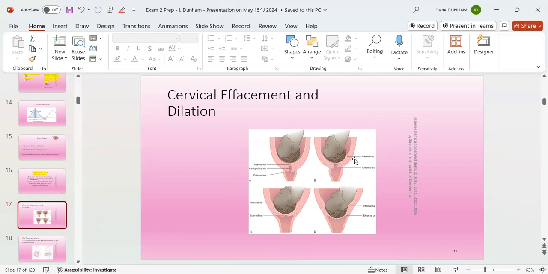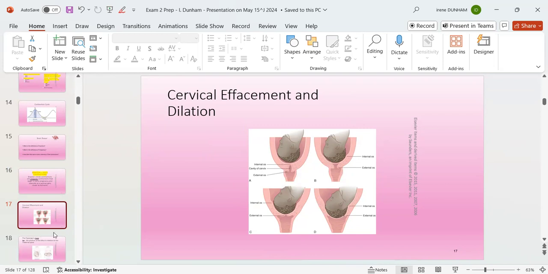See here? And so eventually then all you have is the external os. And so again here it is thinning out. So she's effacing. The cervix is getting what we call paper thin. And then when she gets really paper thin, she dilates really nicely. So in this picture here, you can see that the external os is wide open and the internal os now is way high, all moved out of the way. And so it's really remarkable how the body does a good job with that.